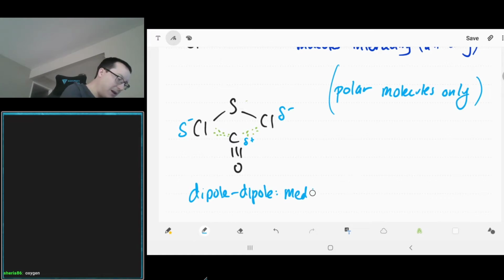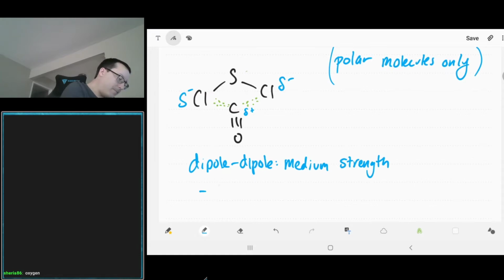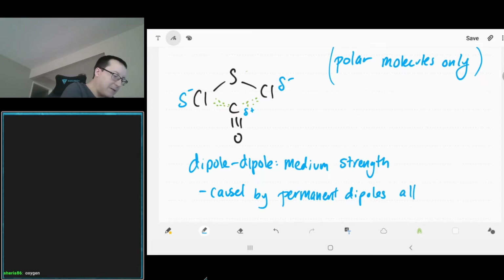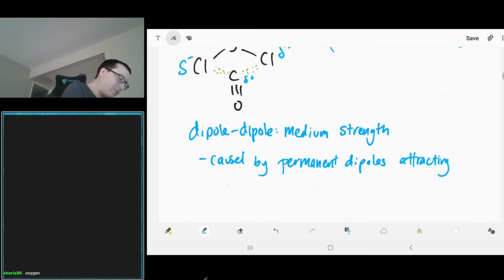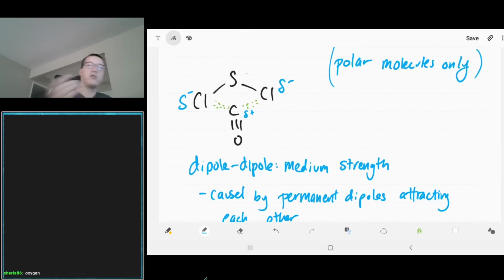Let's see if I can figure out how to spell medium. There we go. So again, this is permanent dipoles attracting. The London dispersion forces last 10 to the minus 9 seconds. Very, very, like, boom, it's done. These ones can last quite a bit longer because they're permanent dipoles. Molecules are always flipping around, rotating, moving around, but chances are these will hang around for a fair bit of time.